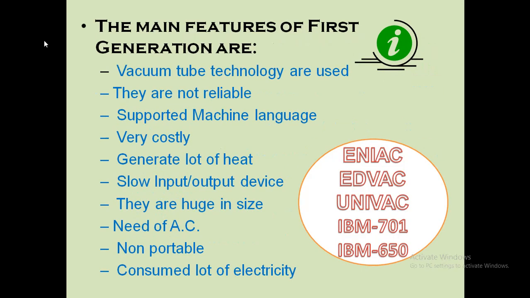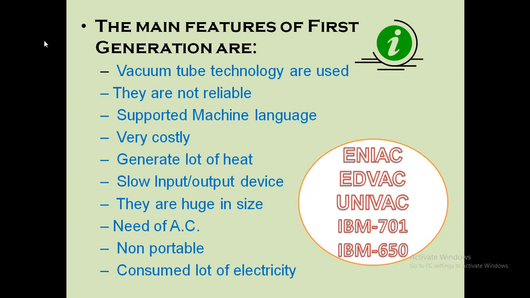First of all, the main features of first generation computers. In first generation computers, we used a device known as the vacuum tube. That means vacuum tube technology was used in first generation computers. We can say that they are not reliable, and they support machine language. Their cost is very high, and they generate a lot of heat, and the processing of these computers was very slow because the input and output devices are very slow. They are bulky in size, they need an air conditioner to cool them, and they are non-portable.